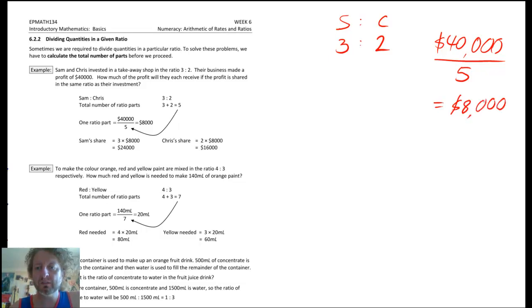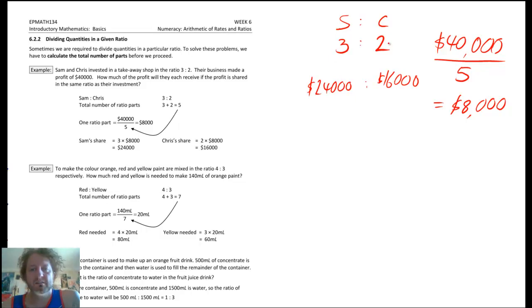So Sam is getting 3 lots of the 8,000, which is 24,000. Chris is getting 2 lots of the 8,000, which is 16,000. You can see I'd always do this adding up. 24,000 plus 16,000 does equal the 40,000 I was meant to split. And are they in the same ratio? Well, I know they are because I times by the same number. Equally, I could divide this by 8,000, it gets me to 3. Divide this by 8,000, it gets me to 2. It's the same thing. So it's pretty nice, and it's very practical too. We split things up into ratios. Let's look at the next one.